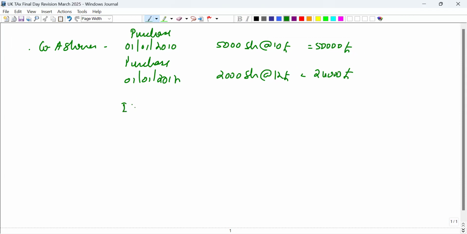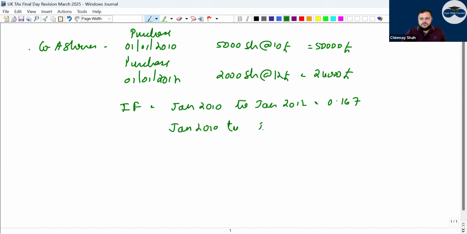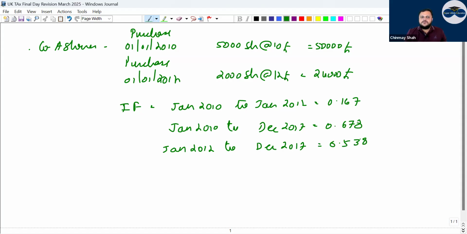Now I will give you the indexation factors. Jan 2010 to Jan 2012 is, let's say, 0.167. Jan 2010 to December 2017 is 0.678, and Jan 2012 to December 2017 is 0.538. I know this is the biggest problem for all the students. Now, how to do this?